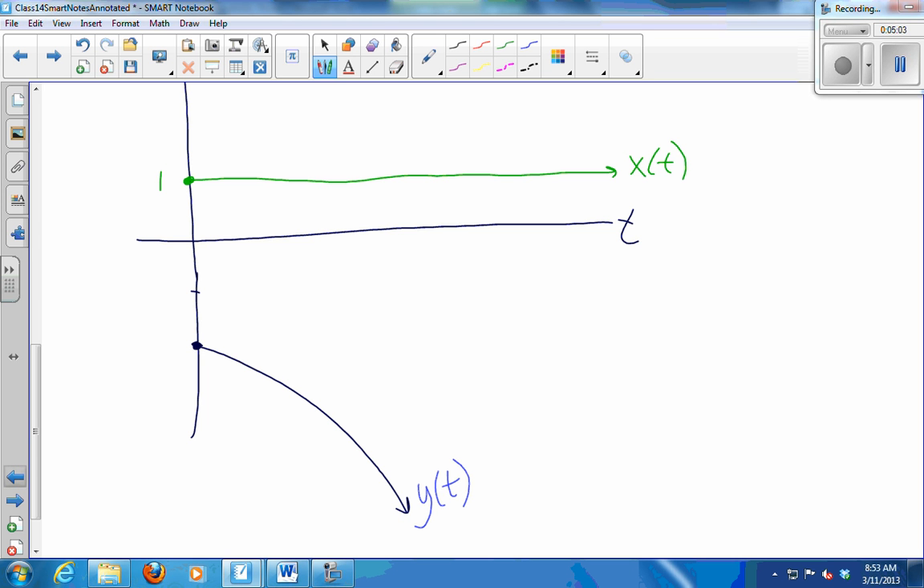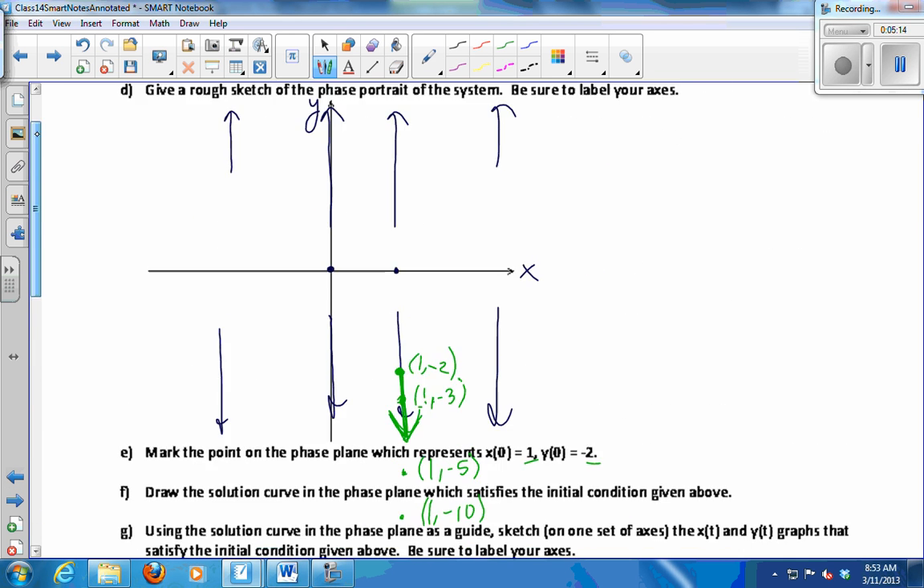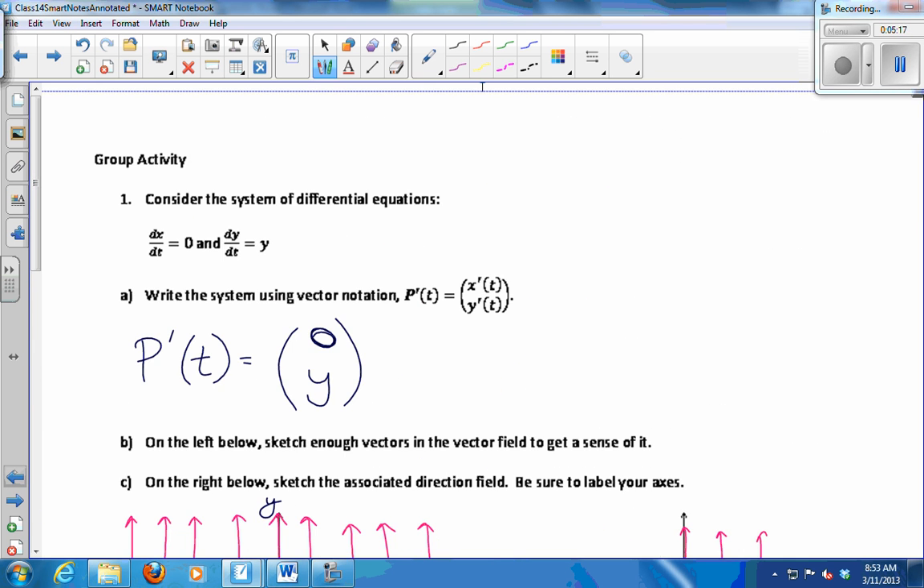Integrate what? The y prime function? Oh yeah, because this is what we call a decoupled system. Yeah, so we could say 1 over y dy equals dt. So you could solve it, but it's not y squared, right? It's going to be e to the something.